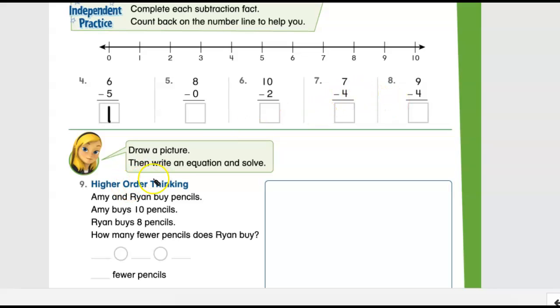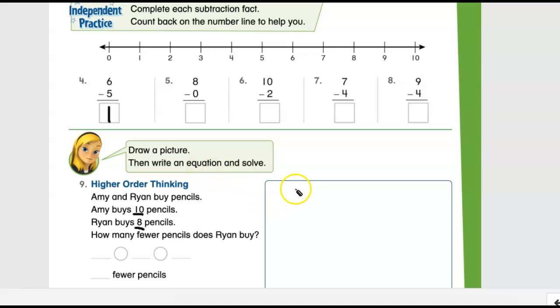Number 9 says, draw a picture, then write an equation and solve. Our question says, Amy and Ryan buy pencils. Amy buys 10 pencils. Ryan buys 8 pencils. How many fewer pencils does Ryan buy? So it wants us to draw a picture, then write an equation to solve.